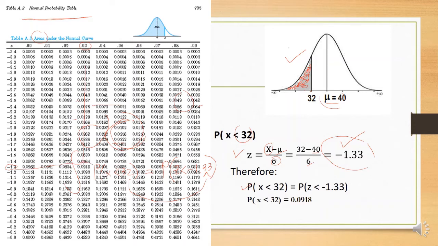So, makita natin na yun ay 0.0918. So that, ang ating area na ito ay 9.18%. Okay? So, kung titingnan natin, ano ang probability na makakuha tayo ng less than 32, makita natin yung area or the probability itself.